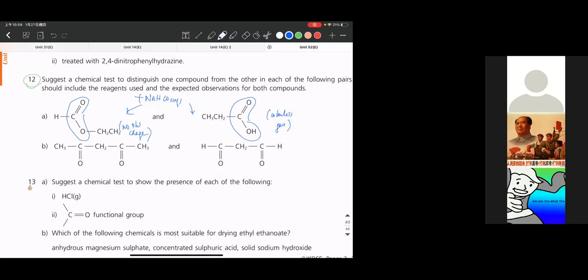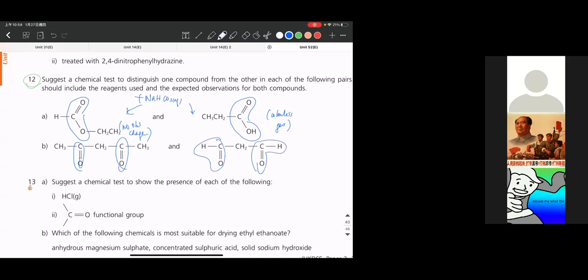Now, first of all, identify the functional group. Left-hand side, what is the functional group? CO and methyl. It's a methyl ketone. Yes, that's right. So it's a ketone. How about the one on the right-hand side? Well, it's an aldehyde. Okay, it's an aldehyde.